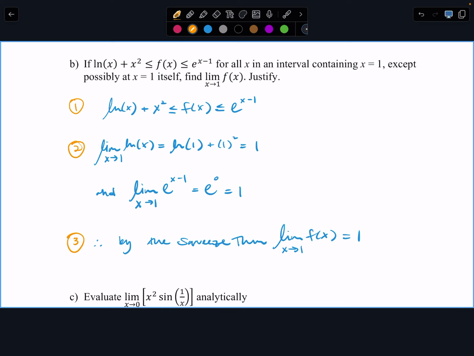Did you get it? And if anything, you will not forget what natural log of 1 is. Which is important, right? If you're trying to apply squeeze theorem, you have to know that ln of 1 simplifies to be 0. Otherwise, squeeze theorem wouldn't apply.